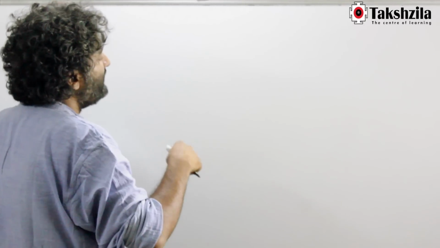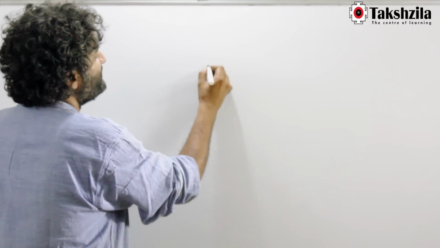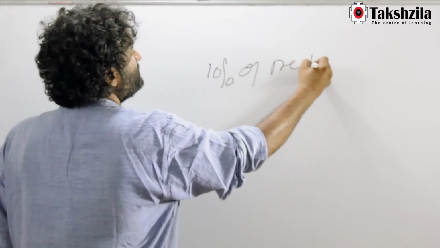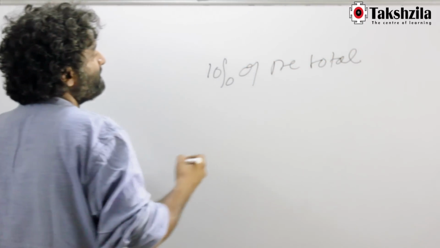Let's say our trader mixes impurity in such a way that impurity is 10% of the total.